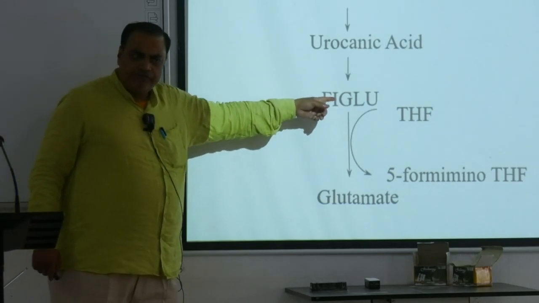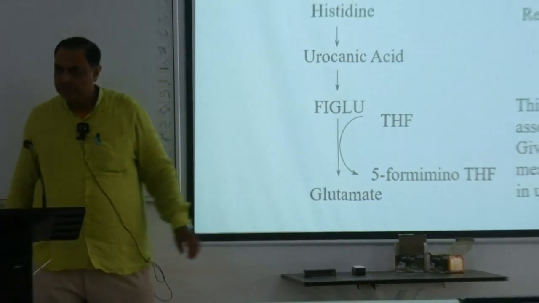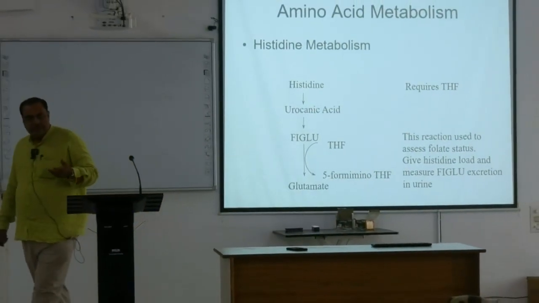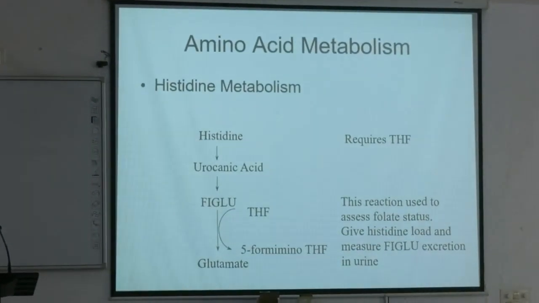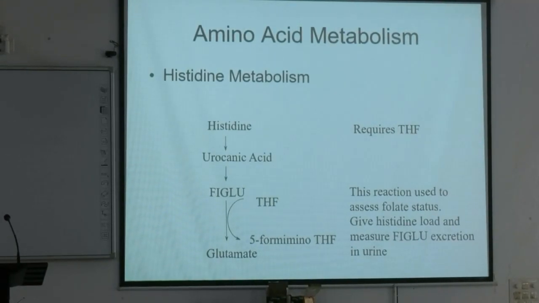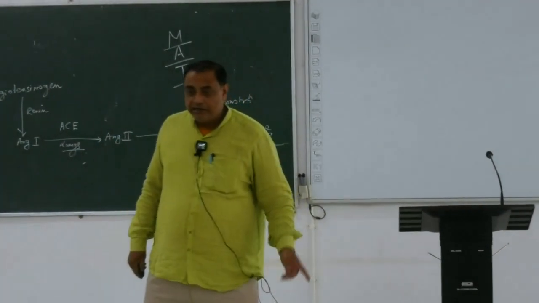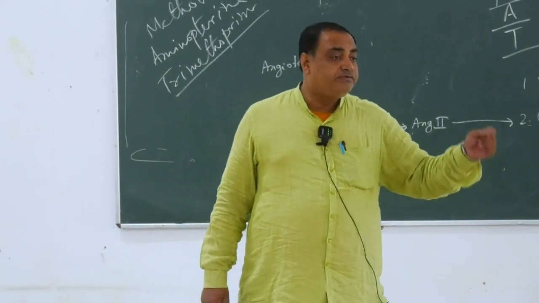In absence of THF, meaning folic acid, this reaction will stop. Then what accumulates in the system? FIGLU. What will be found in the urine? FIGLU. So if in any patient's urine we find FIGLU, if any patient's urine shows presence of FIGLU, then he is folate deficient. Now, what is the cause of this folate deficiency?